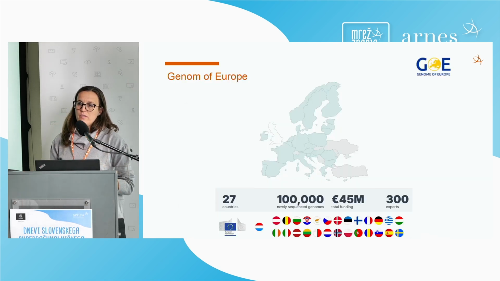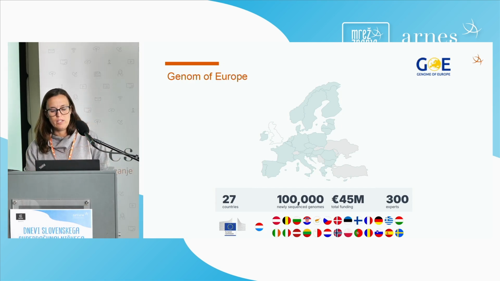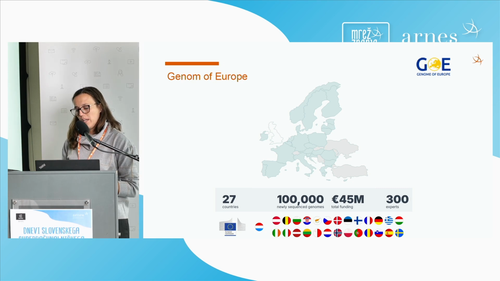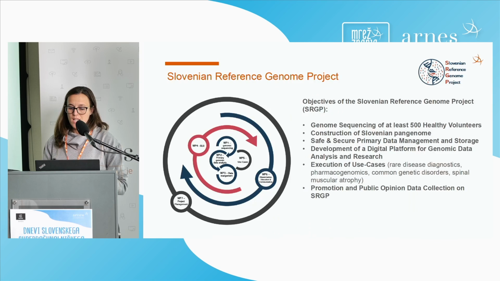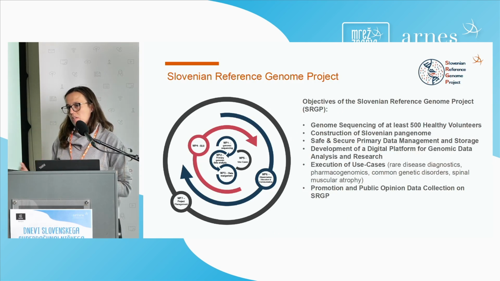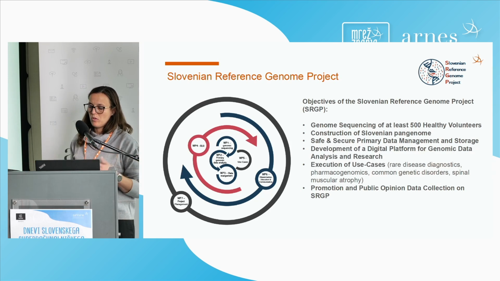One use case of this genomic data infrastructure is Genome of Europe, where the goal is to sequence 100,000 genomes from healthy populations across 27 countries. And as I mentioned, we are also part of the Slovenian Reference Genome Project, where we are currently sequencing the first 500 healthy volunteers. And we will include this in the Genome of Europe project.